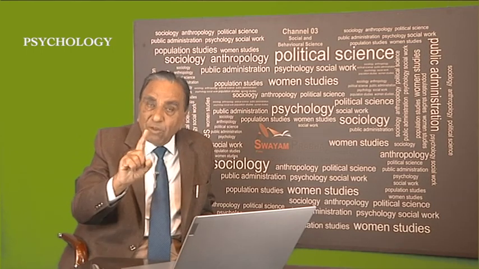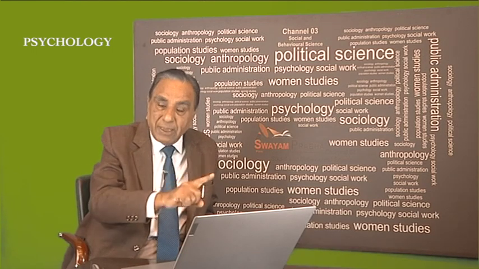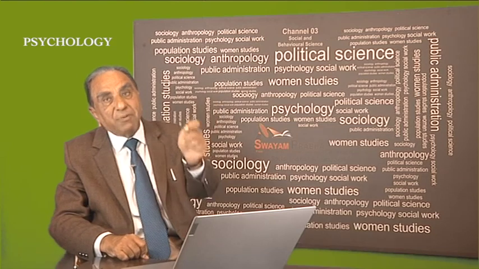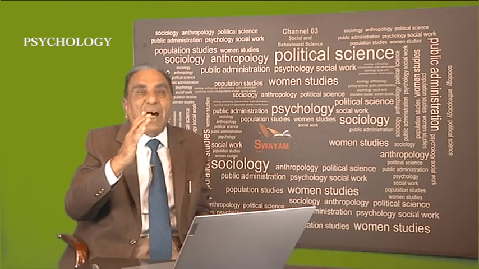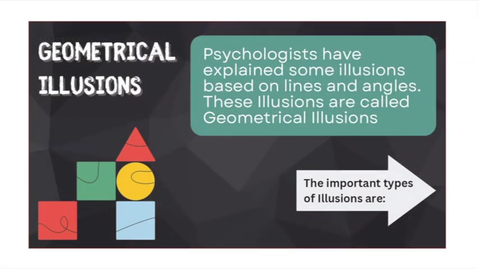So, illusion, false perception in the presence of stimulus; hallucination, again false perception in the absence of stimulus; and delusion, false belief without logic. And what is perception? Sensation with accurate meaning. So, these are the four concepts which you must know before coming to the types of illusion. Now, I am talking about the different types of illusions. Geometrical illusions. Psychologists have explained some illusions based on lines and angles. These illusions are called geometrical illusions.